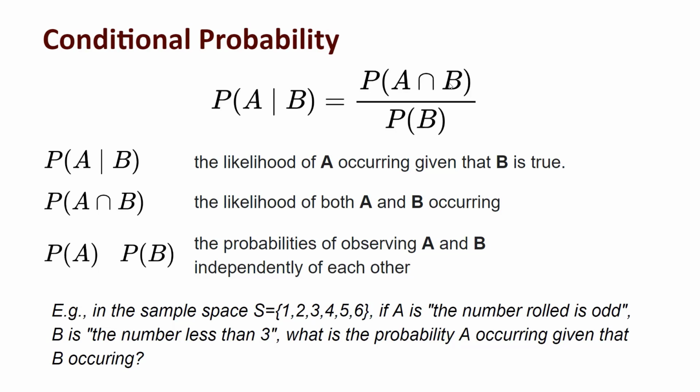Now, look at A and B: 1, 3, 5, and 1, 2. There is one number, 1, here. 1 shows in both A and B. So that's the intersection of A and B. Now P(A ∩ B), because the intersection of A and B is just 1, gives you a probability of 1/6. Divided by P(B) gives you 1/2.